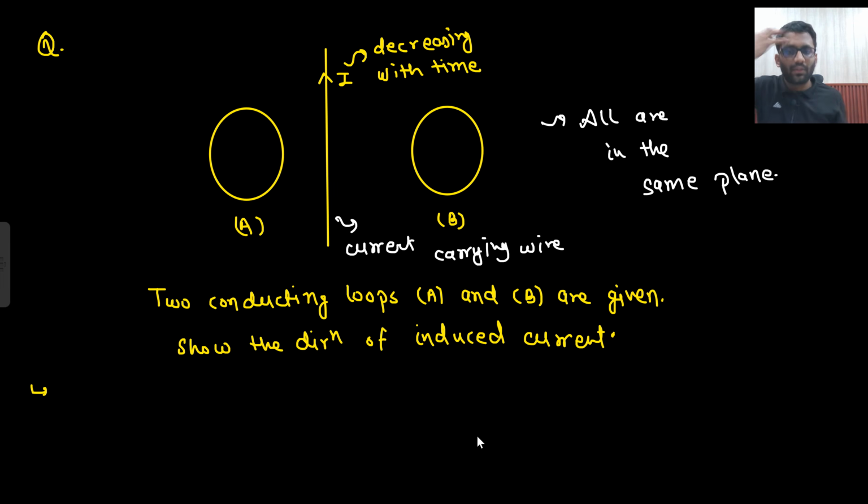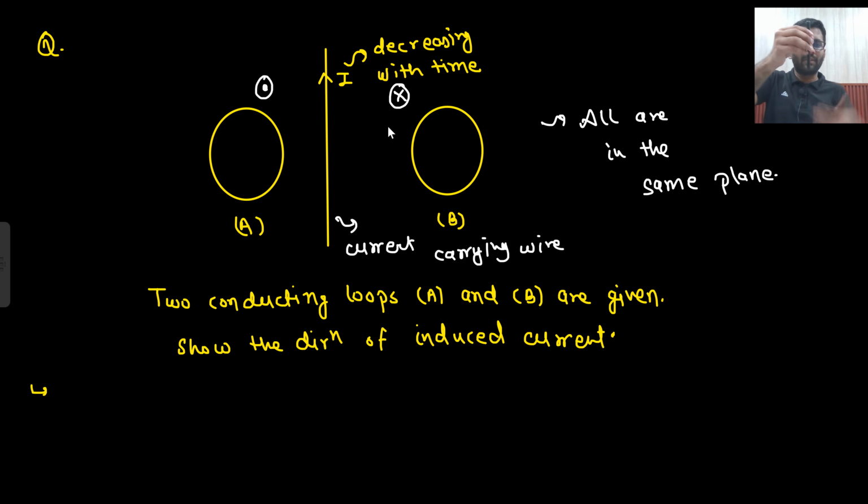Okay, let's start now. Sorry, current is decreasing in this direction. Because of the current, what will be the direction of magnetic field here? Current is like this. So direction of magnetic field will be coming towards you. And at this side, this is the current. So direction of magnetic field will be going in.